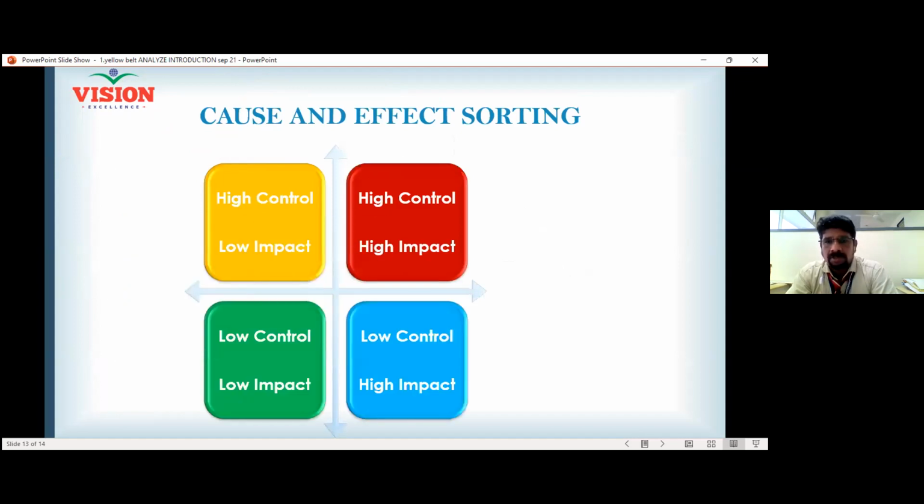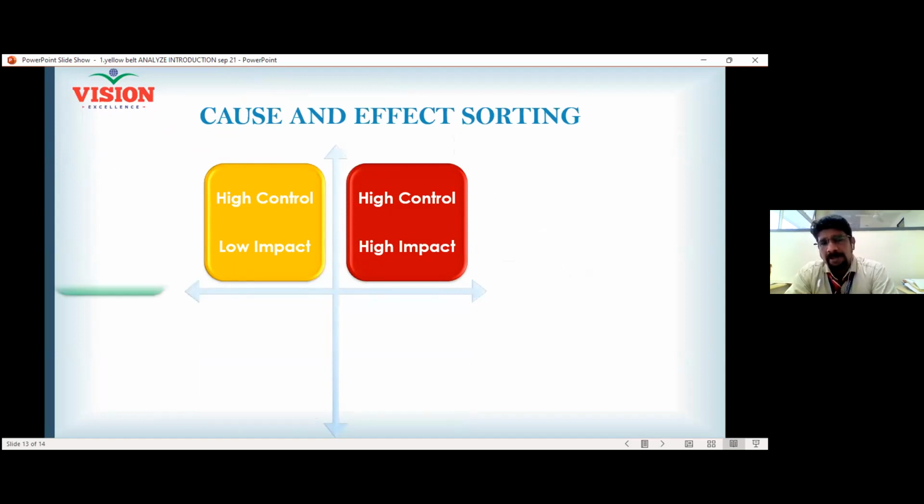Okay, so when you look at these factors, you can sort this into 4 categories. First is high control possible cause factors and low control possible cause factors. Okay, now I am going to ask you a question.